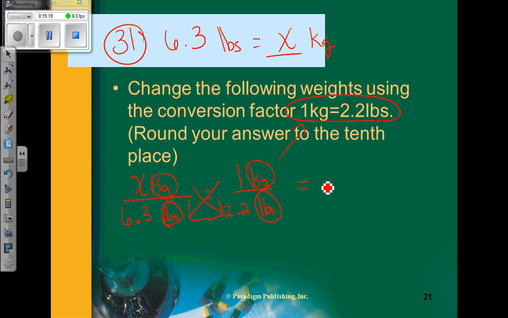Then you're going to cross multiply. X times 2.2 goes on the bottom because you multiplied it by x. That's our rule. 6.3 times 1 is 6.3. 6.3 divided by 2.2 is going to come out to be 2.86 kilograms.